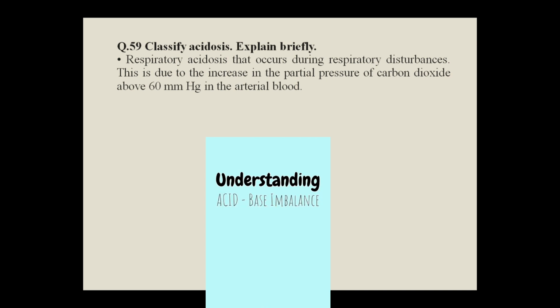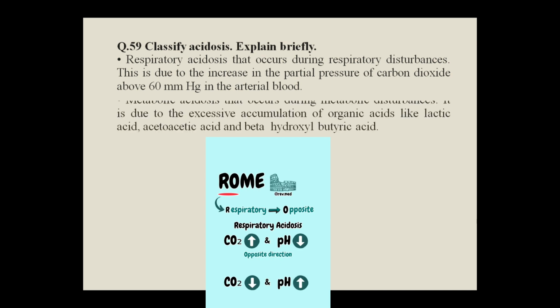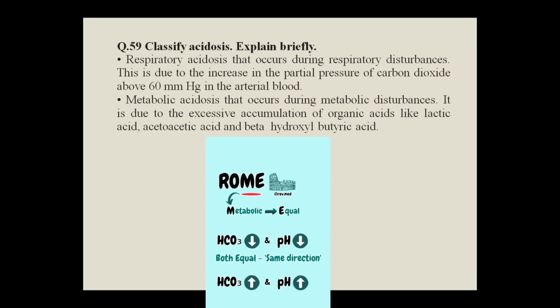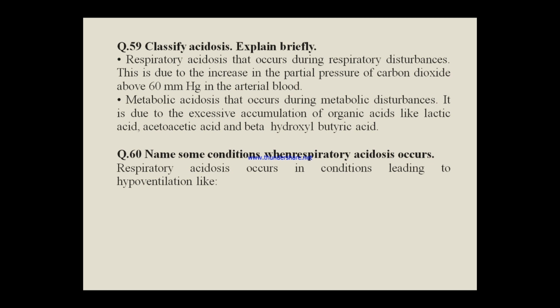Can we classify acidosis? Respiratory acidosis that occurs during respiratory disturbances is due to the increase in the partial pressure of carbon dioxide above 60 mmHg in the arterial blood. Metabolic acidosis occurs during metabolic disturbances, and it is due to excessive accumulation of organic acids like lactic acid, acetoacetic acid, and beta-hydroxybutyric acid. Can you name some conditions when respiratory acidosis occurs?